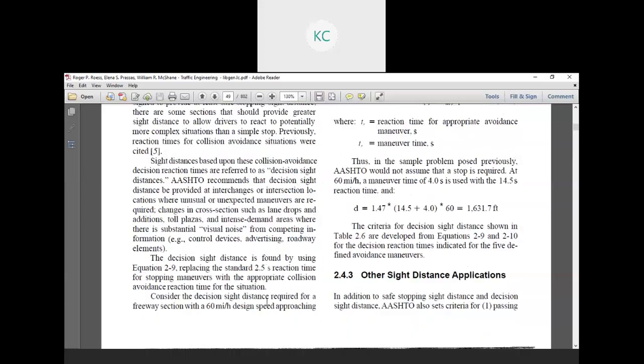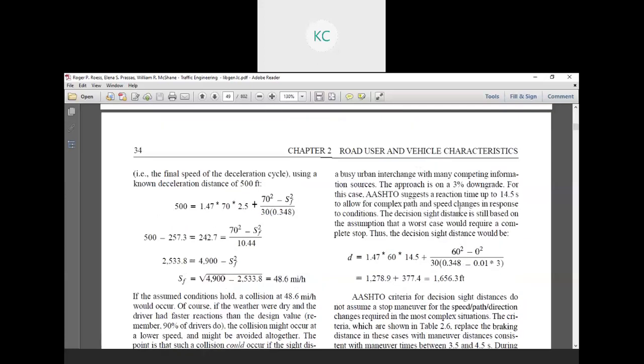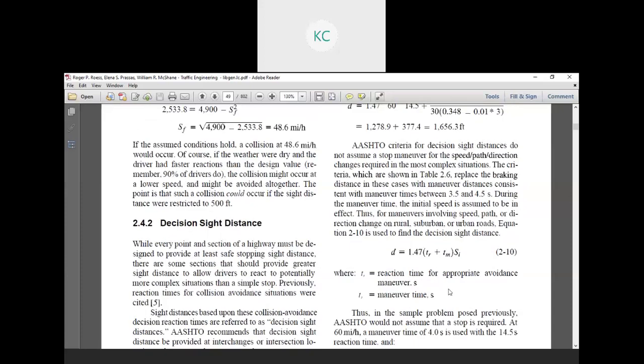So the decision sight distance is found by using the equation, replacing the standard equation: B is equal to 1278.9 plus 377.4, which is equal to 1656.33. So it suggests that in a highway stretch, not more than this kind of stopping sight distance is required, but at the intersection, providing this amount of stopping sight distance is required just to avoid the collision of different vehicles at that location.